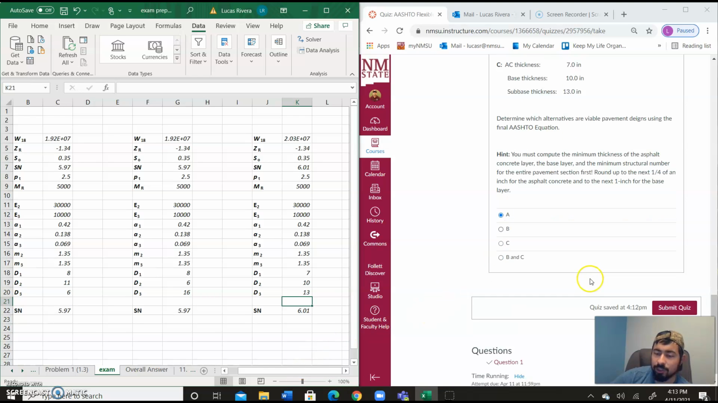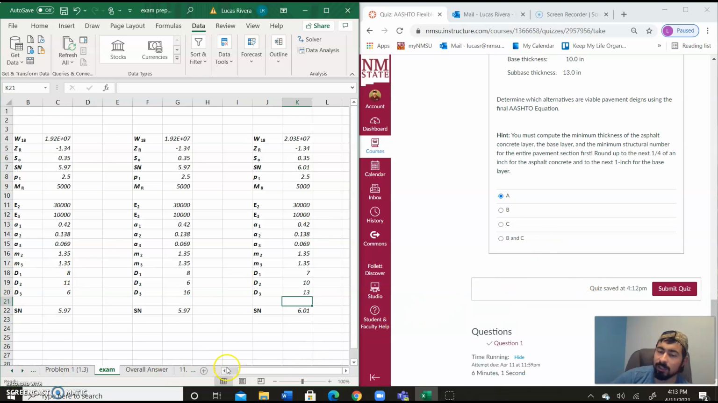Okay, that's officially my answer, is that all of them work. I'm gonna click B and C, although I wish I could also click A, but I think that this might be a mistake, so I hereby submit. Here's my Excel sheet proving that all of them work, and they are all viable alternatives using the final AASHTO equation. I rest my case. Submit.